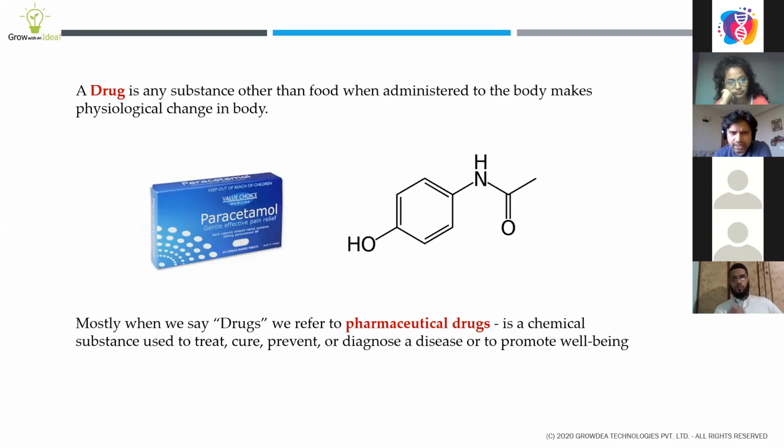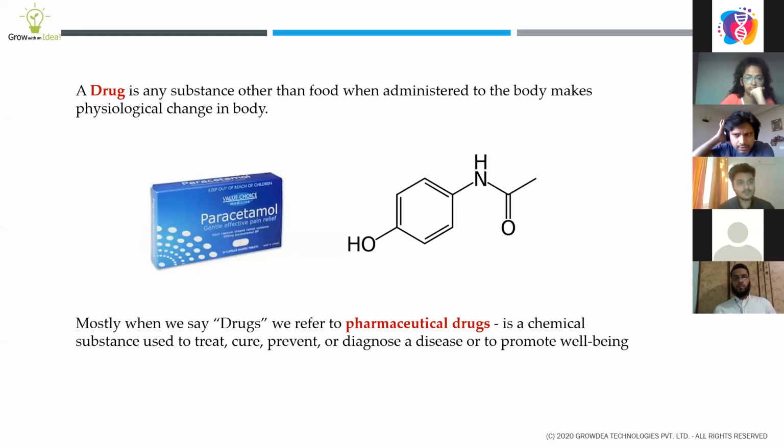But most of the times when we say drug in the field of research, then actually we are referring to a pharmaceutical drug, and these are the compounds that can be used to treat, cure, prevent, diagnose a disease, or to promote well-being. So that is what a researcher like us calls a drug, and that is the pharmaceutical drug.